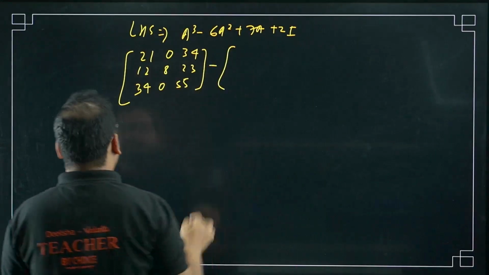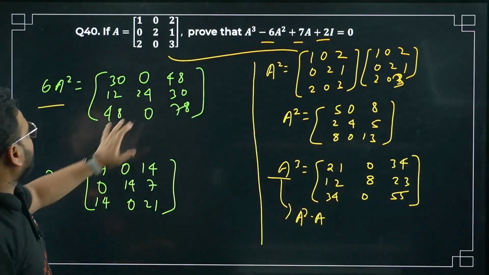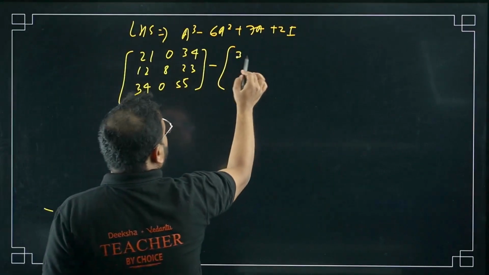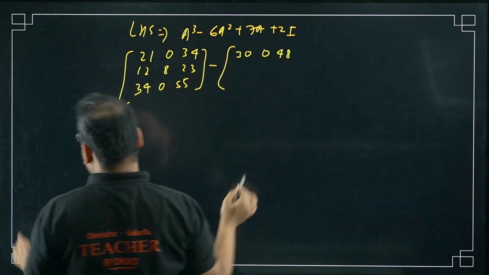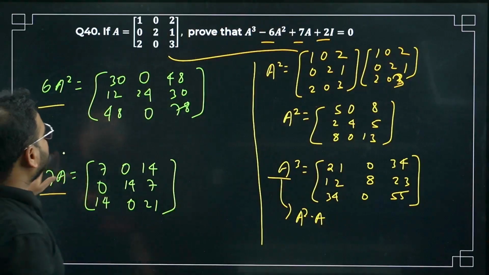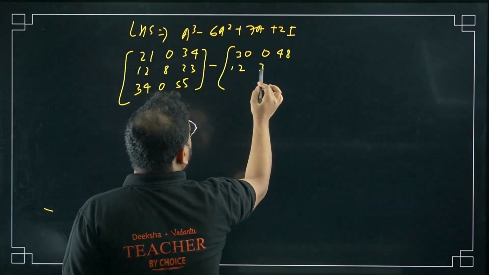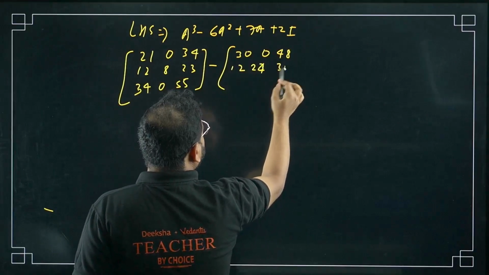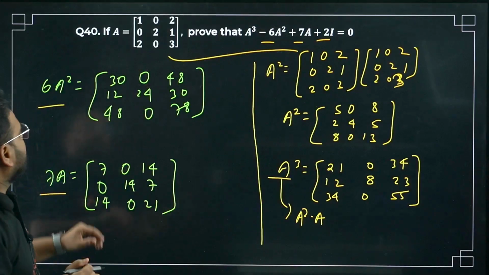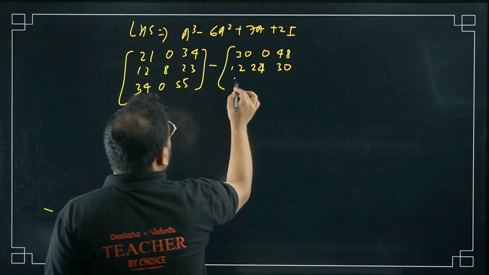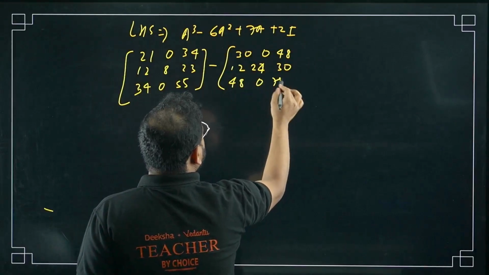Minus 6 times A square. What do we have over here? 30, 0, 48. Okay, we have 12, 24 and 30. And 48, 0, 78.